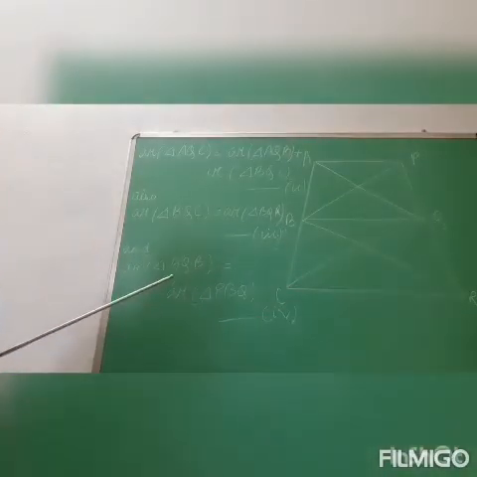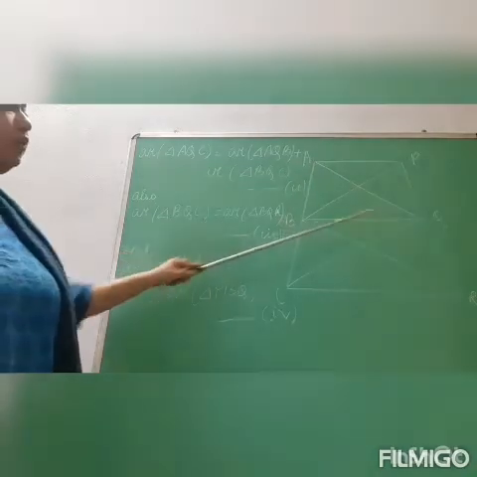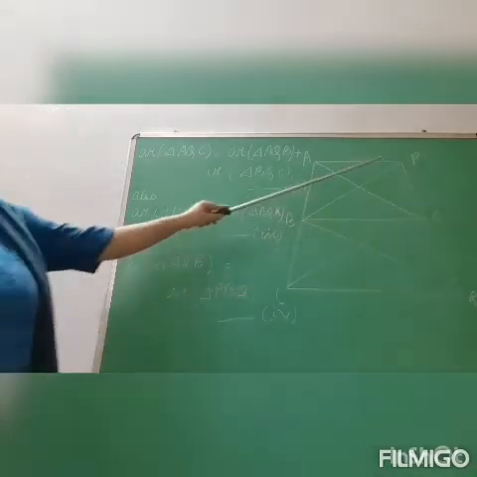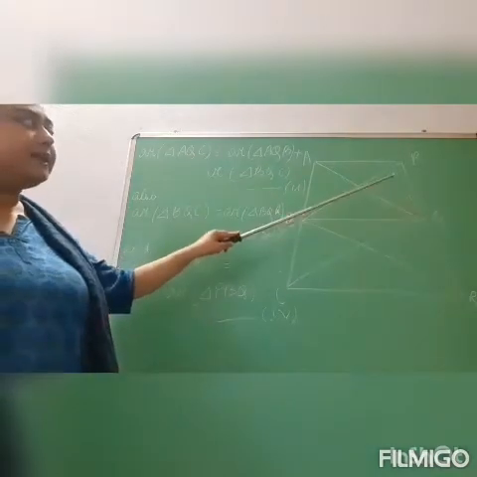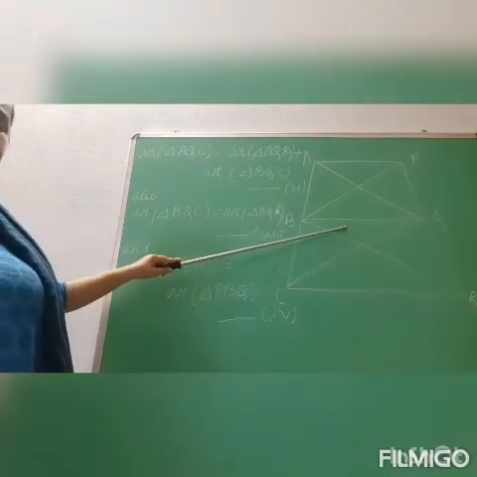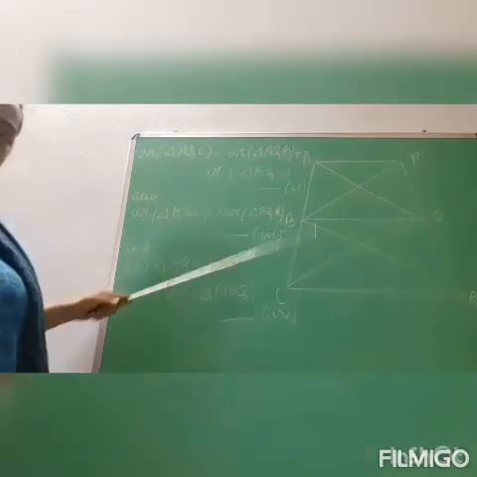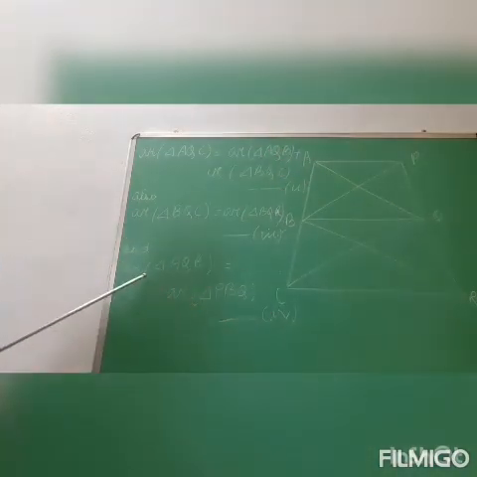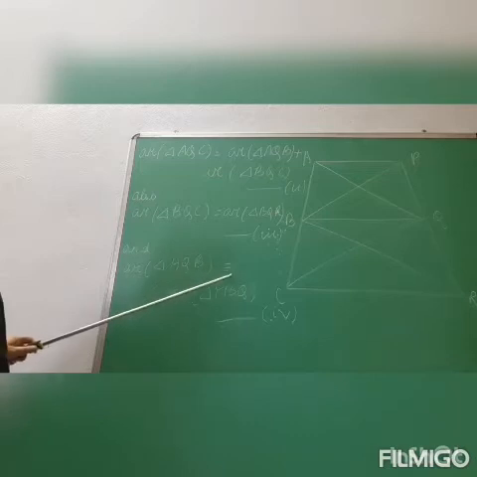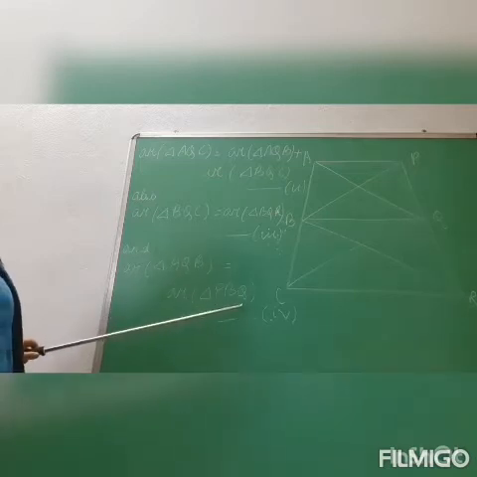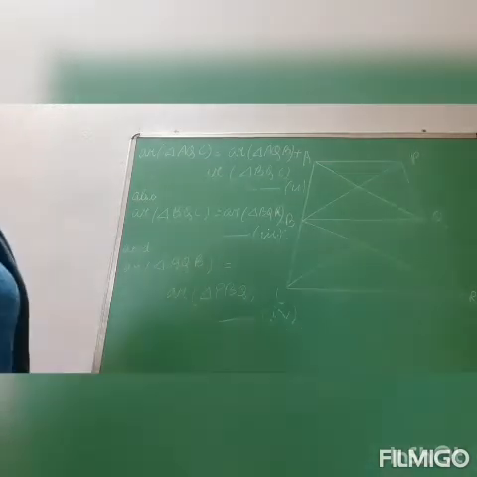Again, from the triangles AQB and PBQ, these two triangles again lie on the same base BQ and between the same parallels BQ and AP. So again their areas will also be equal. Therefore I have written area of triangle AQB is equal to area of the triangle PBQ. Keep this one as equation number 4.